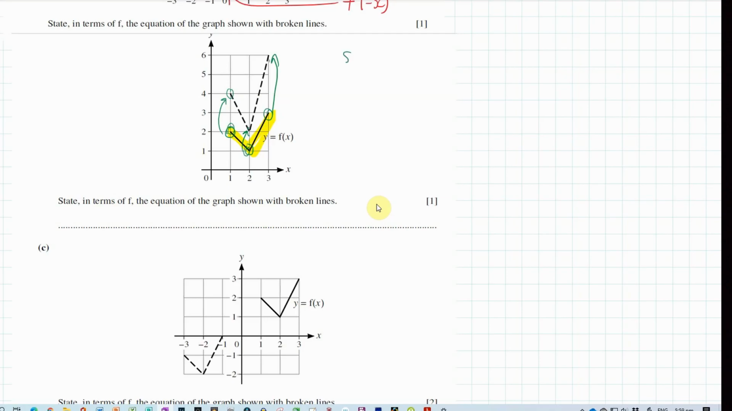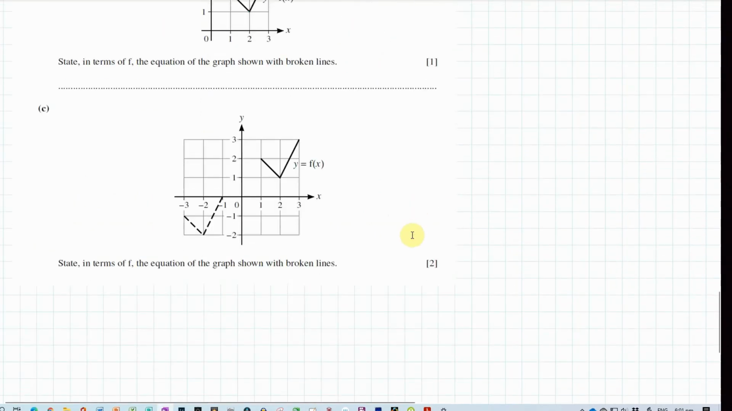So this is a stretch along the y-axis, and it's factor 2. So when we're doing these, we would write 2f(x), right? So that's a stretch on the y-axis. Let's look at our last one here.